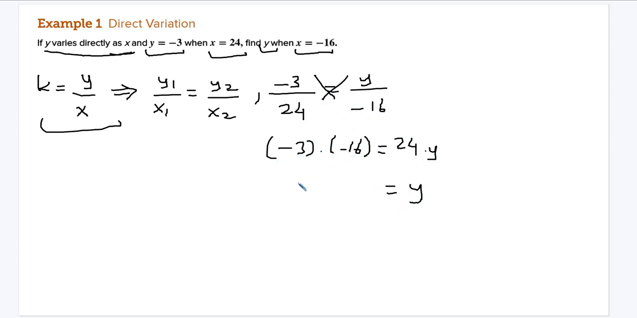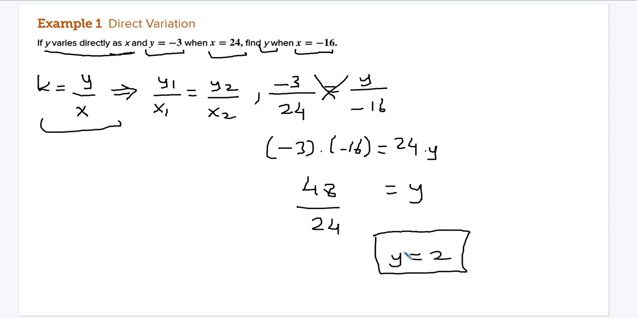-3 times -16 is positive 48. That's going to be divided by 24. You get y is equal to 2, or 2 is equal to y, doesn't matter. So that means when y is 2, x should be -16 in this proportion. Okay, so that's how we will solve the questions.